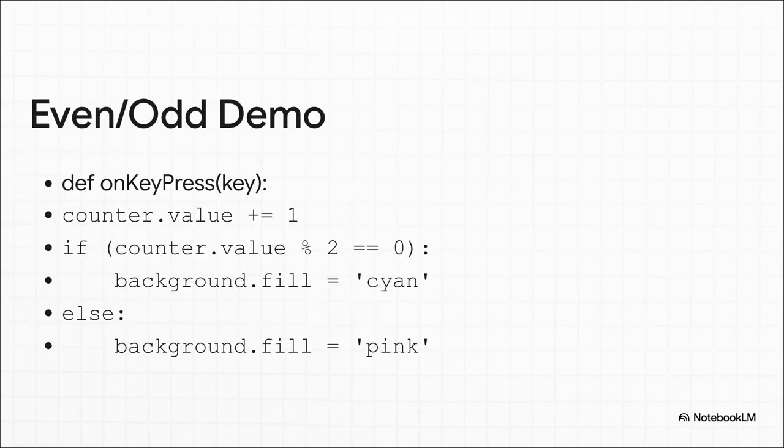Imagine every time you press a key, a counter goes up by 1. The code then checks, is the counter's value modulo 2 equal to 0? If it is, that means the number is even, and boom, the background turns cyan. If it's not, it must be odd, and the background turns pink. It's just a perfect, simple way to create alternating behavior.